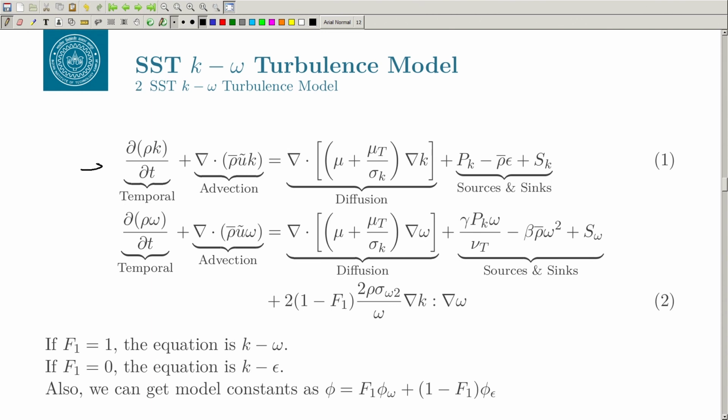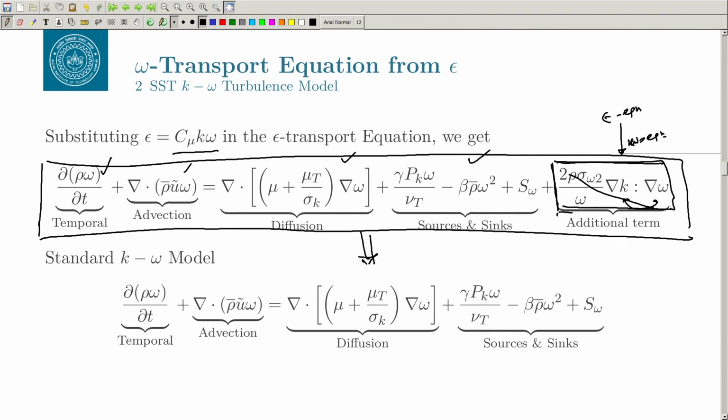So, this is your k equation and this is your omega equation, and then you will have an additional term, but remember here it was 2 rho sigma omega 2 over omega, where sigma omega 2 is a model coefficient, times the gradient of k dotted with the gradient of omega. So, this is basically a term which multiplies each component of the gradients of k and omega. Okay. So, this will be dk by dx, d omega by dx, plus dk by dy, d omega by dy, plus dk by dz, d omega by dz. Okay. That is the term that is represented here. Okay. So, we want to retain this term.